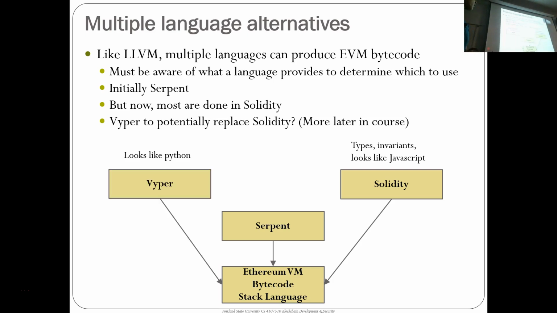So this motivates Viper. And so this is the potential language to replace Solidity, and this is more Pythonic. And you'll be doing some contracts in Viper just to see the difference between the two languages.